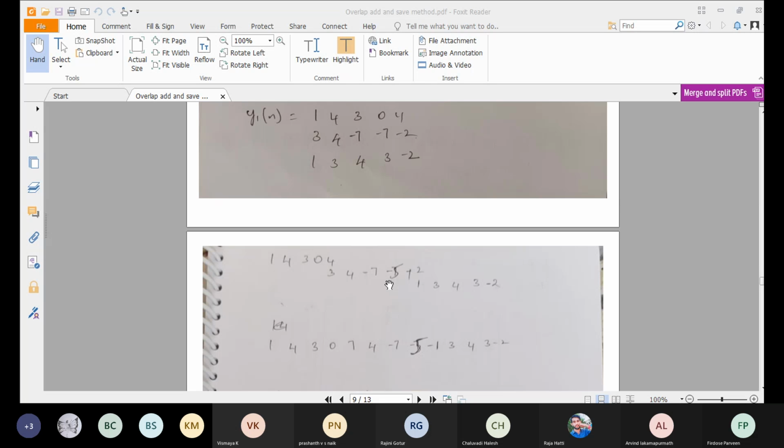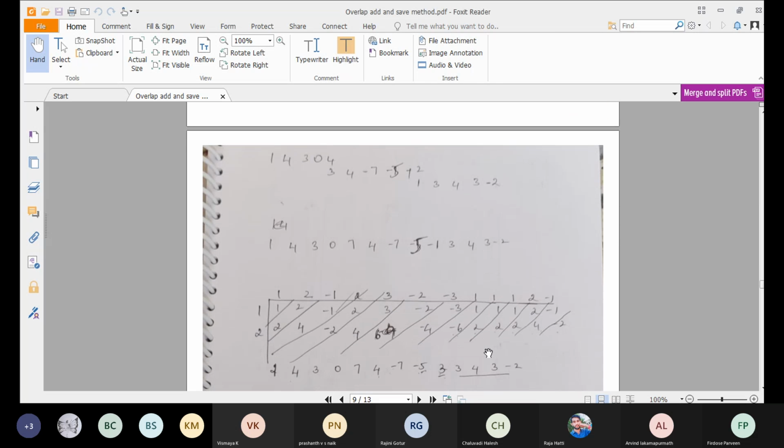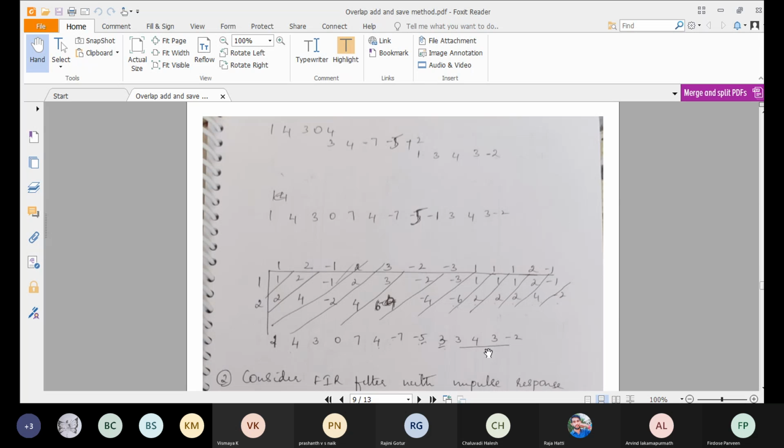There, what we had done, we were ignoring, we were discarding the previous numbers. Here what we are doing, we are adding them. Since it is overlap add, we will write in this way and we will add them. So this is the resultant one. So this is the overlap add method. Again you can verify using this one.